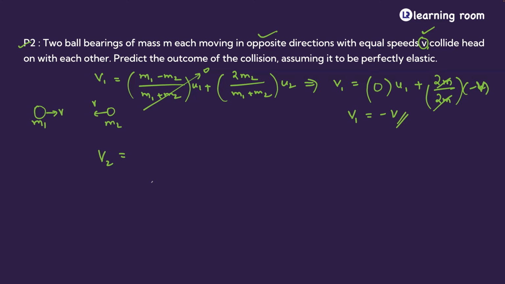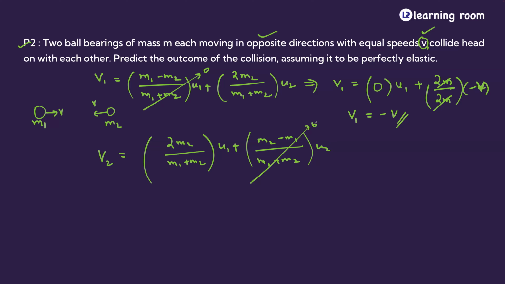So what is V2? V2 is equal to 2m2 divided by (m1 plus m2) into u1 plus (m2 minus m1) divided by (m1 plus m2) into u2. So again, this is going to be 0. If you substitute m here, it will be 2m divided by 2m into v. This will get cancelled and give you 1. This is equal to v. Meaning, the first object will rebound with the speed of v, and the second object will also rebound with the speed of v.